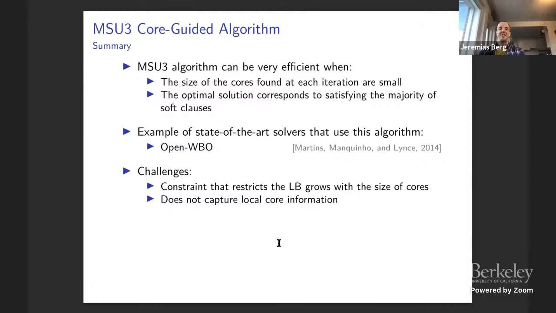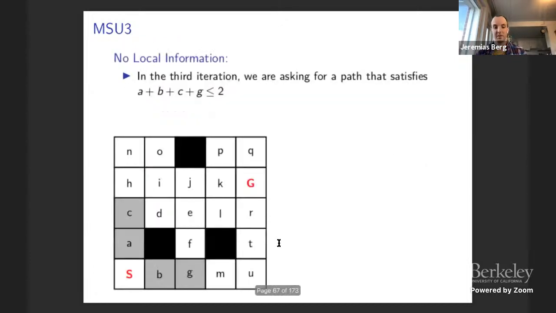So in addition to the fact that you still need this cardinality constraint, which can be a bit tricky and a bit large, another problem with this relaxing-all-cores-at-once approach is that in a certain sense you lose information that the cores could provide. You're not making full use of these cores. If you go back to the same example and look at the third iteration, we're now asking the SAT solver for a path that visits at most two of these gray nodes and goes from S to G.